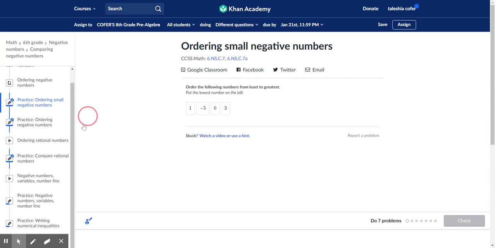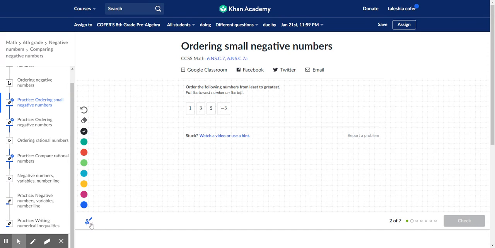I guess I have to stop the writing part. I start with my -5. Then I have my 0, then my 1, and then my 3. Why won't this thing move? There we go. Just like that.